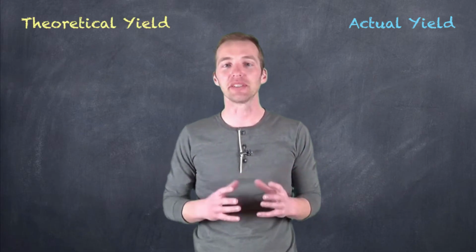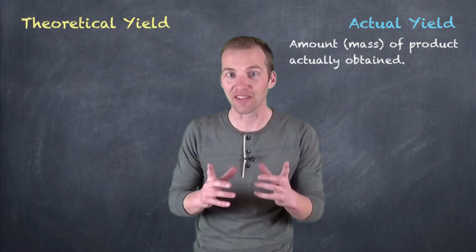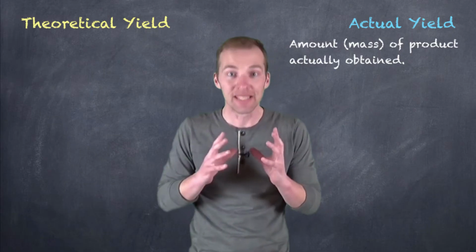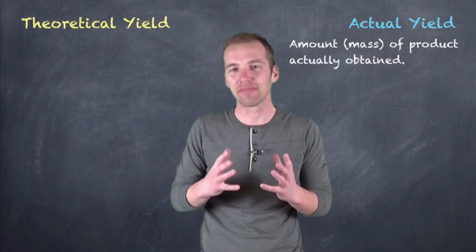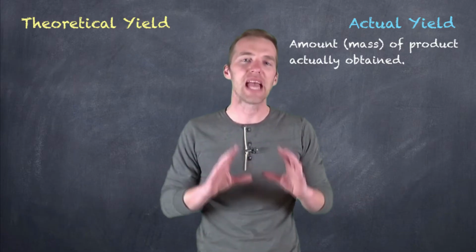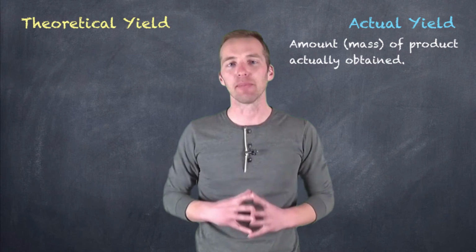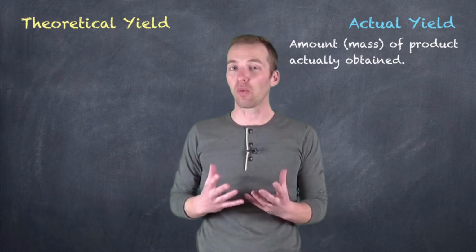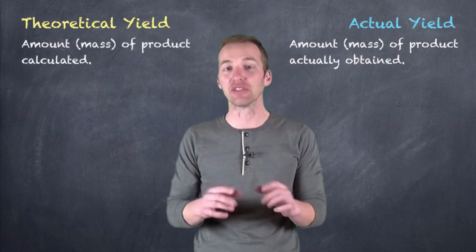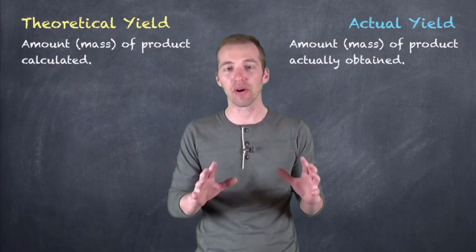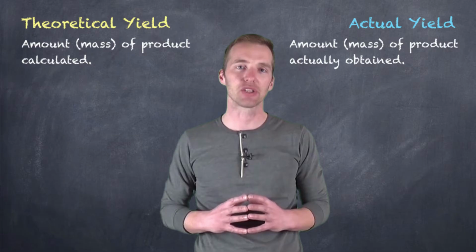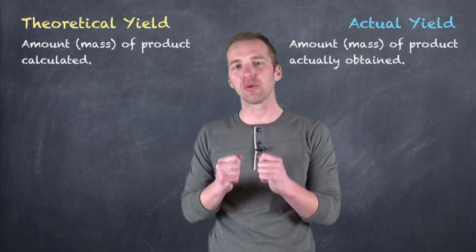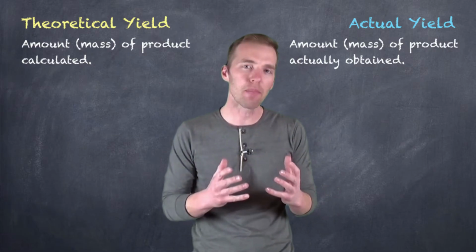Now, what the actual yield is, the actual, surprising, right? Actual mass that you obtain in a chemical reaction, or actual number of moles. But let's go with mass. The actual mass that you obtain in a chemical reaction. The theoretical one is the one that you calculate. So theoretically, if everything went perfect, that would be the mass that you should obtain in that particular reaction. And if we compare these two things together, what we come up with is our percent yield.